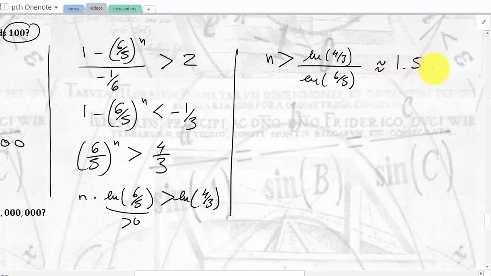And of course right here we ln both sides, and we have n times ln of 6/5 is above ln of 4/3. Therefore, we would have, again, ln of 6/5, that's above 0 because 6/5 is above 1. N is above ln of 4/3 divided by ln of 6/5. And if you take the calculator, you would find 1.5. Therefore, n is above or equal to 2.